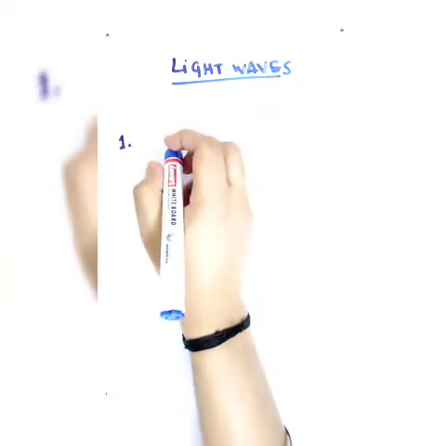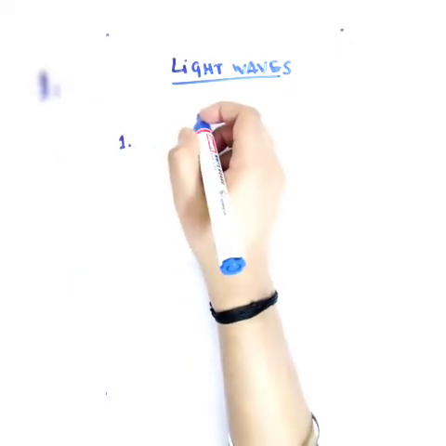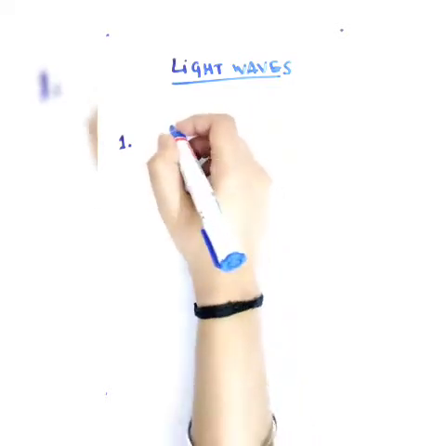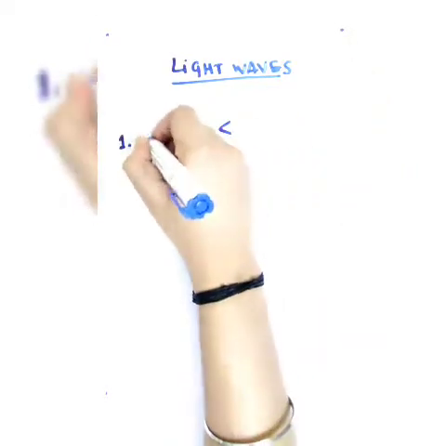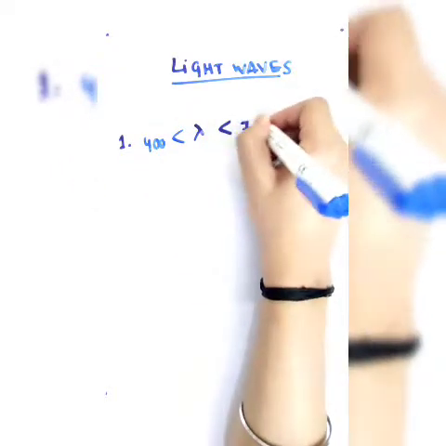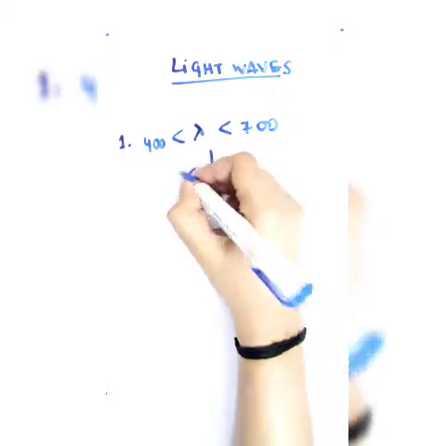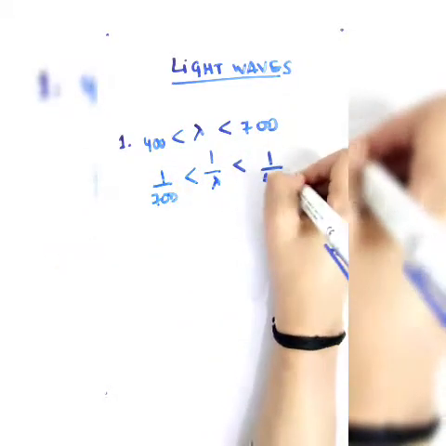Okay, so now coming to the first question. Here we have to find out the range of frequency of light that is in the visible range. Lambda is given to be in between 400 nanometer to 700 nanometer. So now let us take 1 upon lambda. That would be 1 over 700 to 1 over 400.